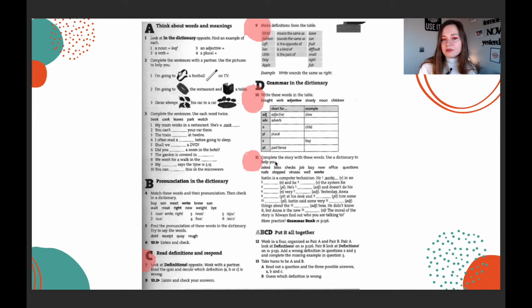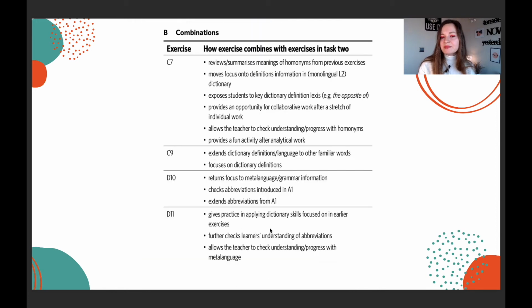In D11, complete the story with these words. We can see some words, and if we have a look at the task itself, we have gap fill, and we can see that we are provided with the contracted form of parts of speech, so the student will understand what to use, and there is some kind of reference to activity 1 again. So D11 gives practice in applying dictionary skills focused on in earlier exercises.